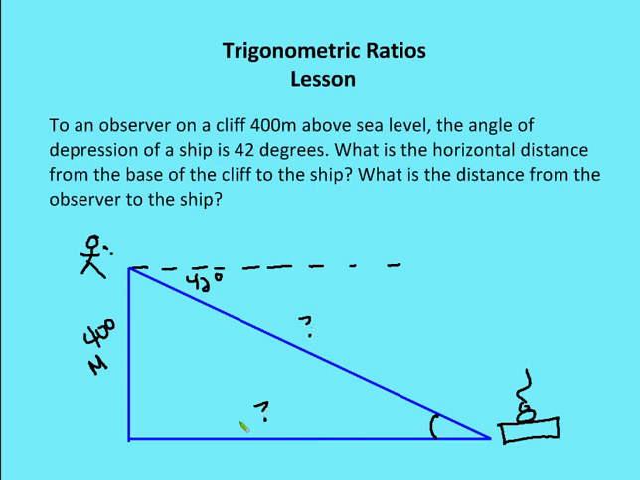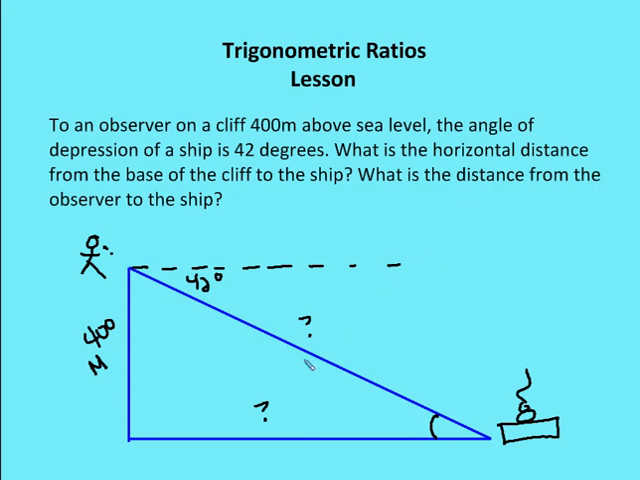So we have two question marks here: the distance from the base to the ship, and the distance from the observer directly to the ship. So we're trying to find the hypotenuse and one of the legs of the triangle. We're going to use trigonometry to figure this out, using our calculators or a trig table to find the values.